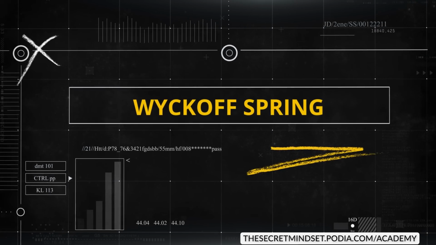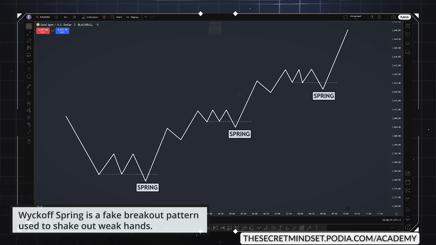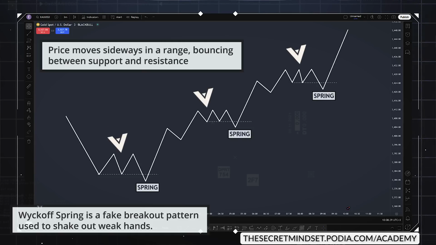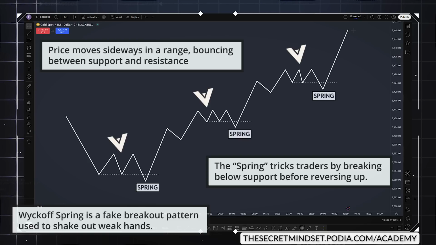Wyckoff spring is one of the most common fake breakout patterns to shake out weak traders. Picture a price chart with sideways movement. The price bounces up and down between two lines. Traders call this a range. They buy at the bottom, sell at the top. But the market has a trick up its sleeve. This is where the Wyckoff spring pattern comes in.